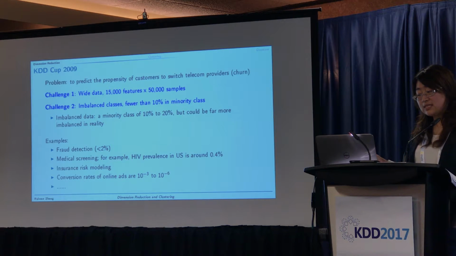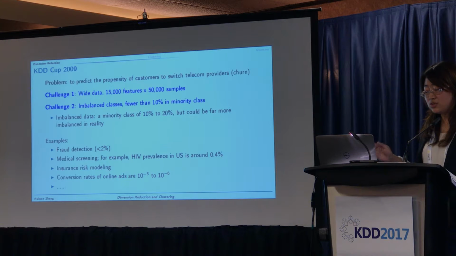And many medical screening tests target extremely tailed probabilities in the data distribution. And risk modeling using insurance data usually predicts very rare events like car accidents. And the conversion rate of online advertisement can go as low as 10 to the -3 or 10 to the -6. And there are many such examples in the real world. So as a data analyst, we will all encounter such problems under certain circumstances.